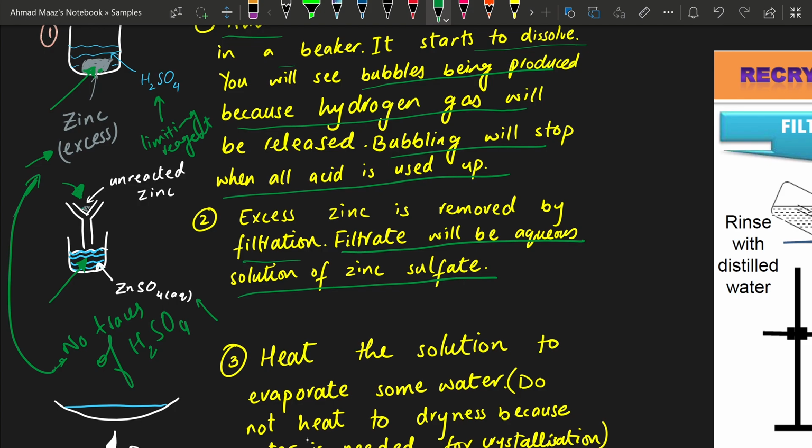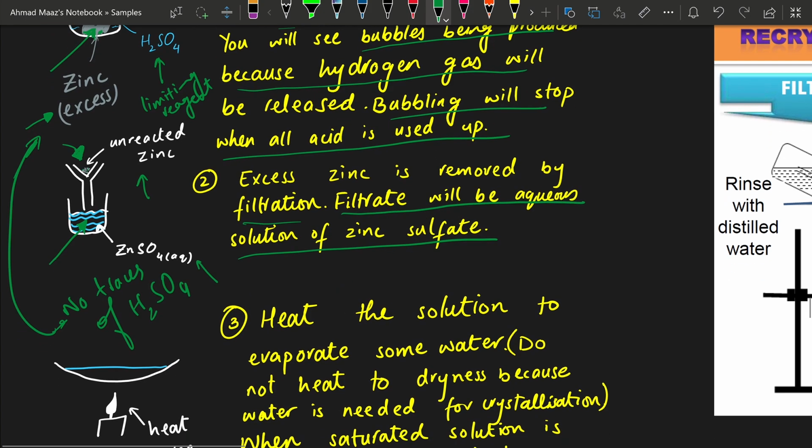That is why we have some unreacted zinc over here. If there were some traces of sulfuric acid left, then they would have reacted with this zinc. So that is why adding excess zinc is important.